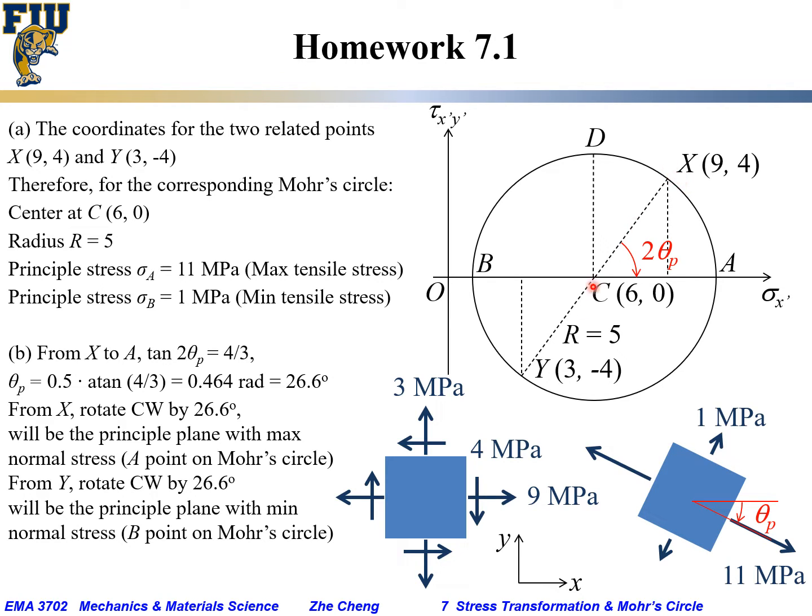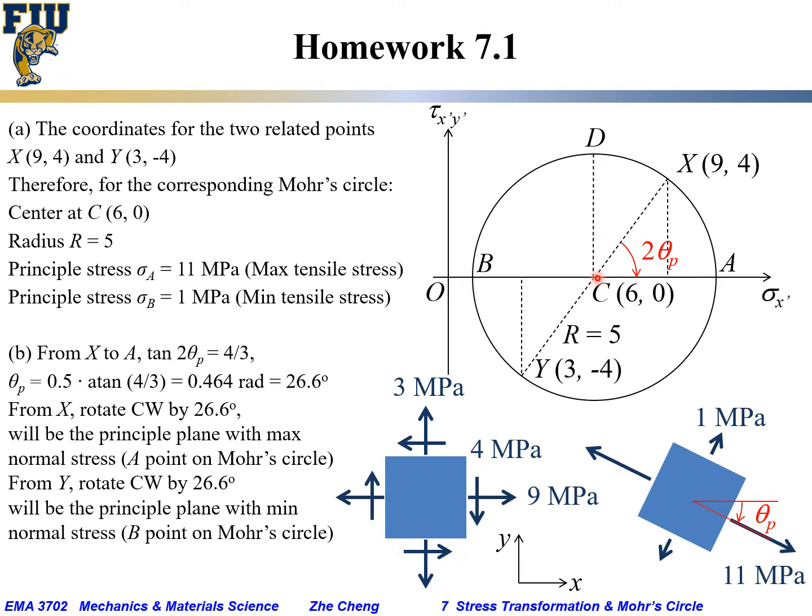And for vertical Y, we know the coordinate for capital Y. The tensile 3 is the first coordinate, and the shearing stress of 4 megapascal is trying to rotate this element counterclockwise based on the sign convention for the Mohr circle, so we call it -4. Now we know the coordinates for the two related points on the Mohr circle. Not arbitrary points, but two related points. And when you connect these two points, the line goes through the center of this circle.